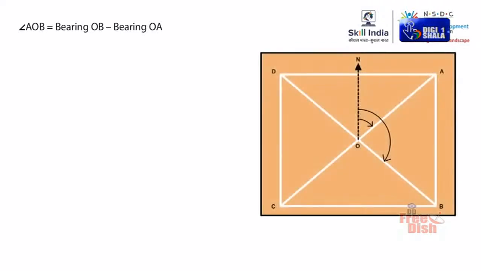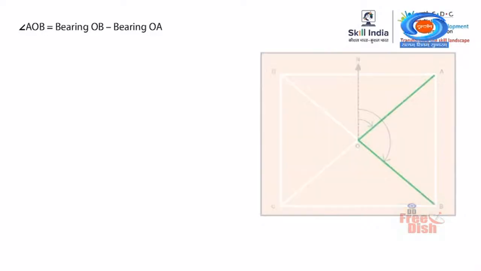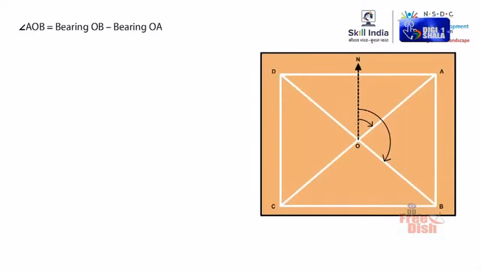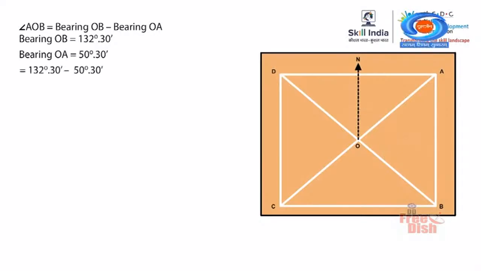Note that these bearings are in fact the arms of the angle AOB. From the diagram, we can see that bearing OB is equal to 132 degrees, 30 minutes, and that bearing OA is equal to 50 degrees, 30 minutes. Therefore, we can say that angle AOB is equal to 82 degrees, 30 minutes.